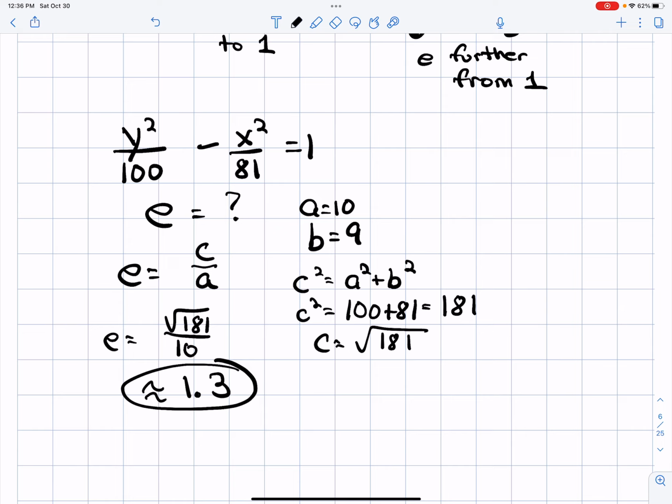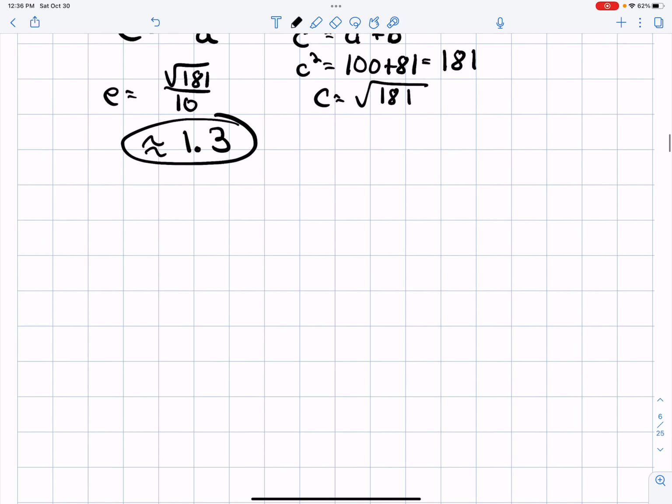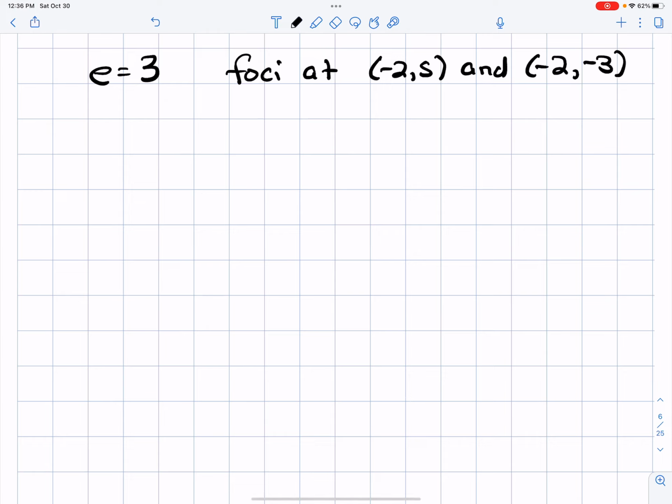Now they could ask you to go the other direction, and they could give you something about eccentricity and say, use this and write the equation. That's a fun time too. All right, let's say you know the eccentricity is 3. And let's say you know the foci are at -2, 5, and -2, -3. Okay, so if the eccentricity is 3, then c over a is 3. So we'll work with that in a minute.